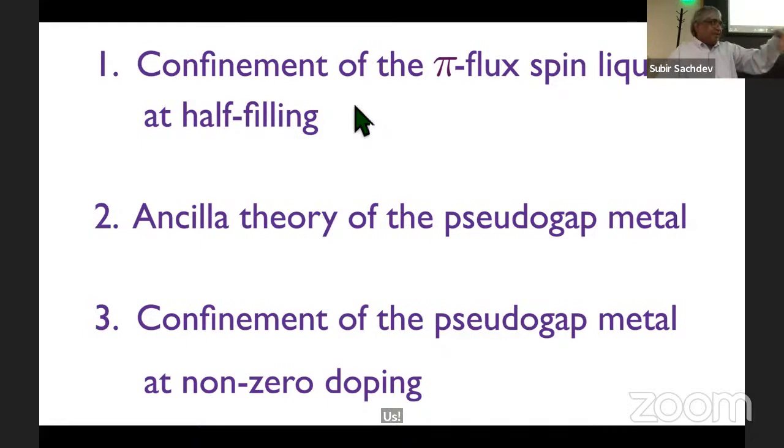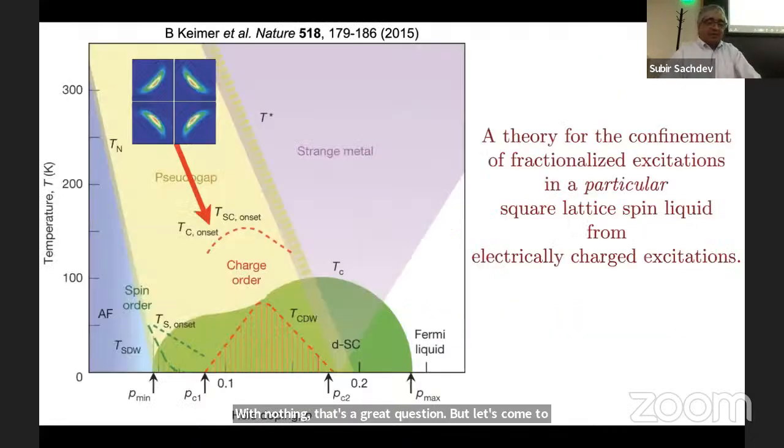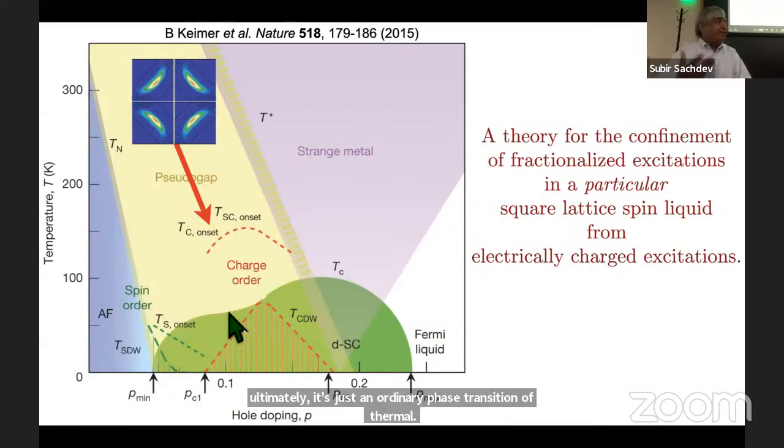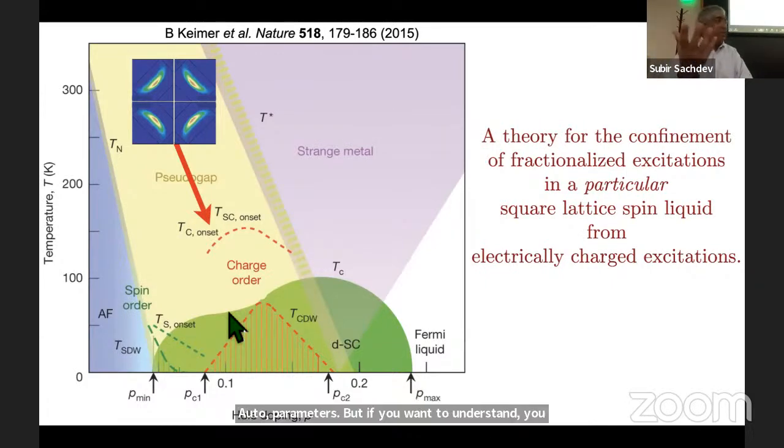That's a great question. Well, let's come to that later. You're talking about a different question, from here to here. Fundamentally, the only transition has to do with broken symmetry. So ultimately, it's just an ordinary phase transition of thermal order parameters. But if you want to understand details of the spectrum and many other properties, you do have to worry about the fact that there's a spin liquid around. Not everything is about phase transitions. It's really about crossovers in that sense.